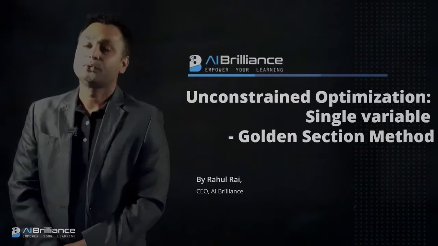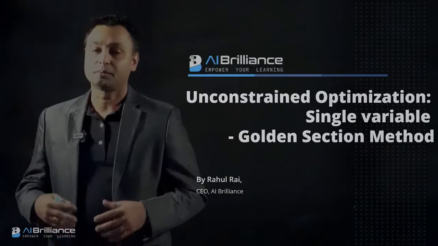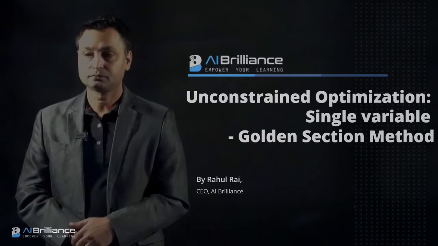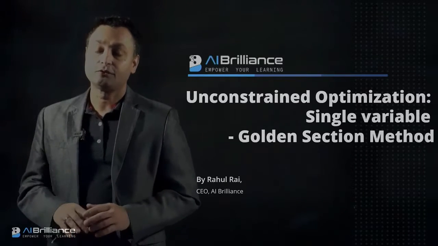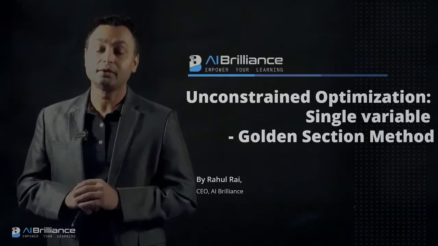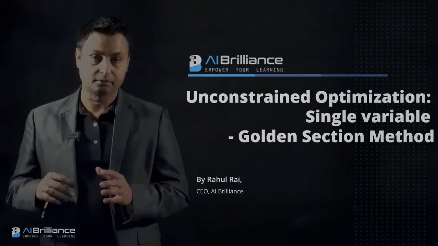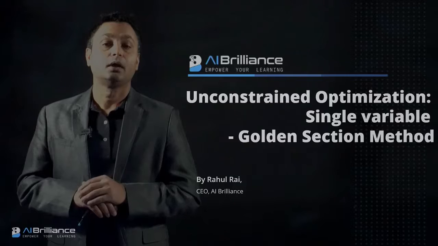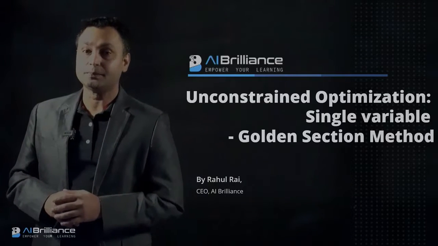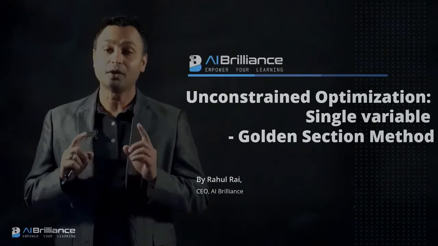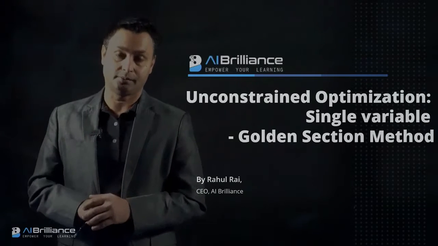Welcome to lecture 6 of the optimization course. In this lecture, we will first deal with an algorithm known as the golden section method, which is an optimization method that can be used for solving one variable optimization problems.